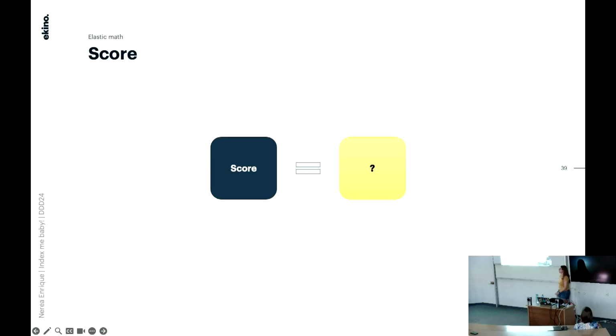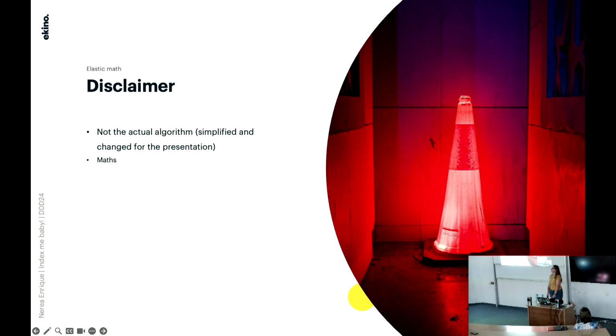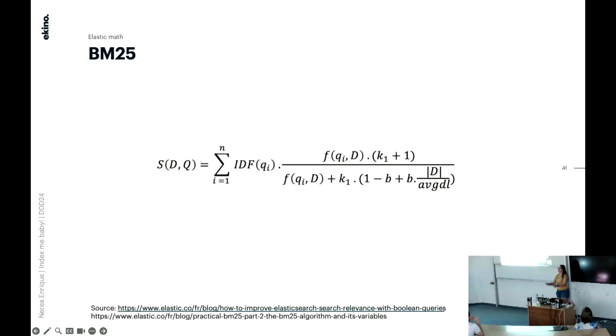But I still didn't tell you how to compute a score. And that's where the math appears. So as I said, I don't like math. And the algorithm behind Elasticsearch or any other search engine is quite difficult for me. So what I'm going to do is simplify it. And we're going to understand the process behind, but only using the 3 notions we've seen here. And that's it. But just for you to know, this is the one behind Elasticsearch.